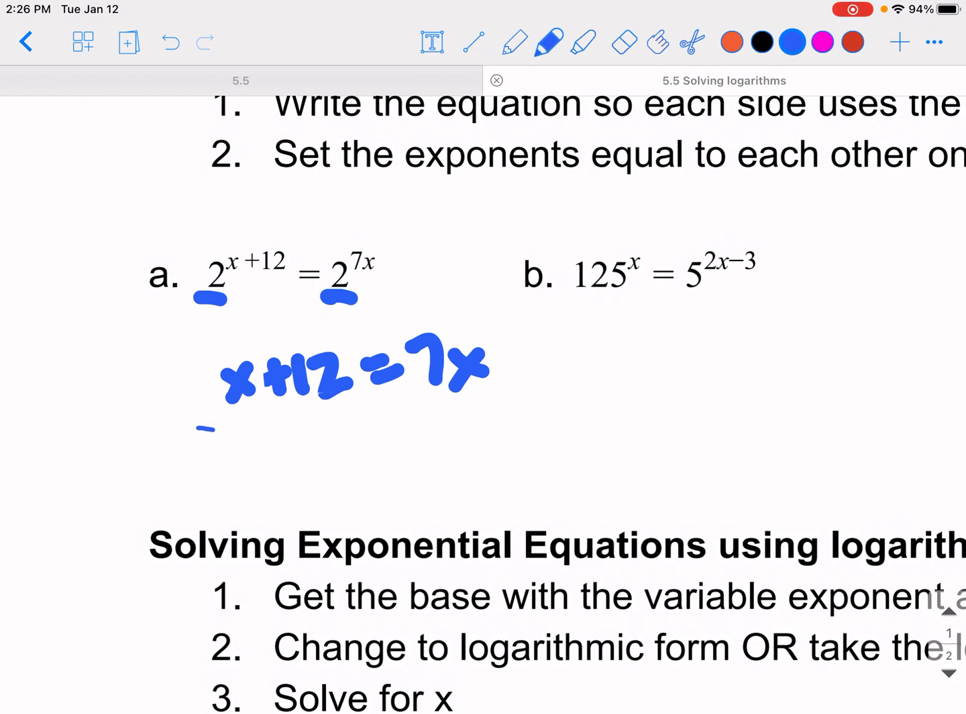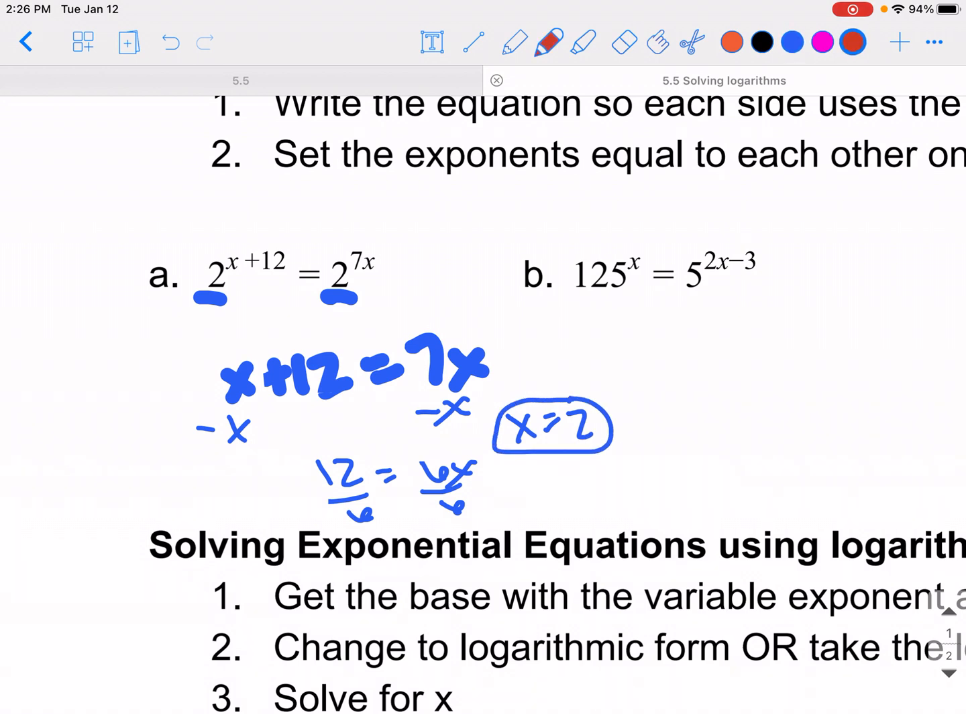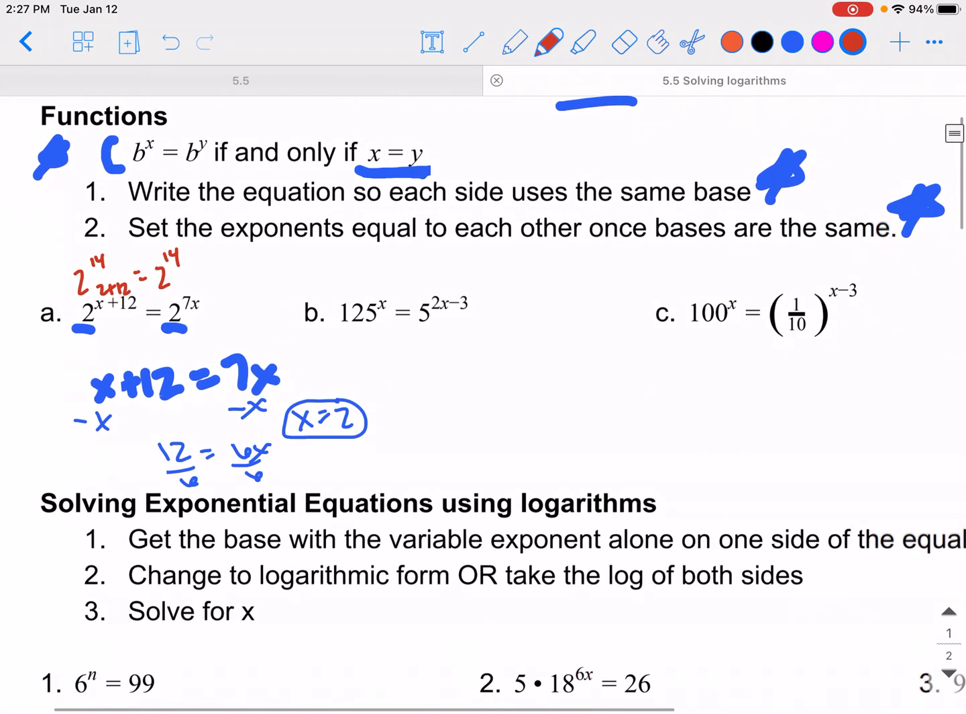So subtract x from both sides to get it by itself. So 12 is equal to 6x. And then divide by 6, so x is equal to 2. And then you're always welcome to check. In fact, I'm kind of overcritical with this, so I always check. I say, all right, well, 2 to the 14th power, so I have 2 to the 2 plus 12, which is equal to 2 to the 7 times 2, which is 14. So obviously 2 to the 14th power would be equal to itself.